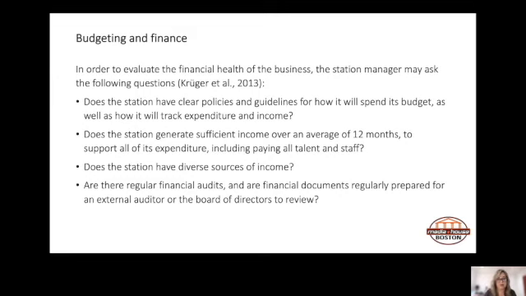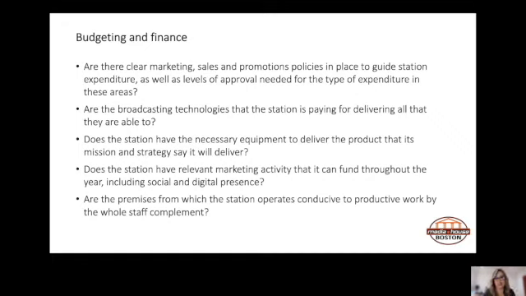Are there regular financial audits, and are financial documents regularly prepared for an external auditor or the board of directors to review? Are there clear marketing, sales, and promotions policies in place to guide station expenditure, as well as levels of approval needed for the type of expenditure in these areas? Are the broadcasting technologies that the station is paying for delivering all that they are able to do?